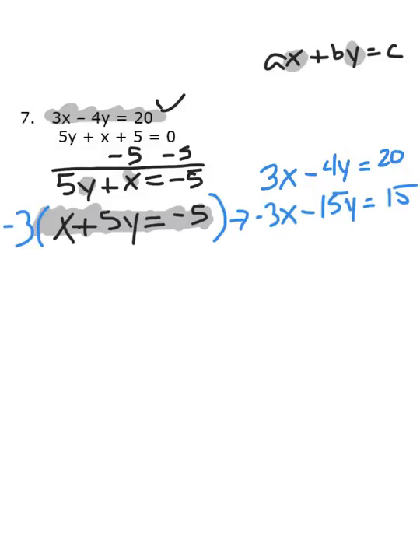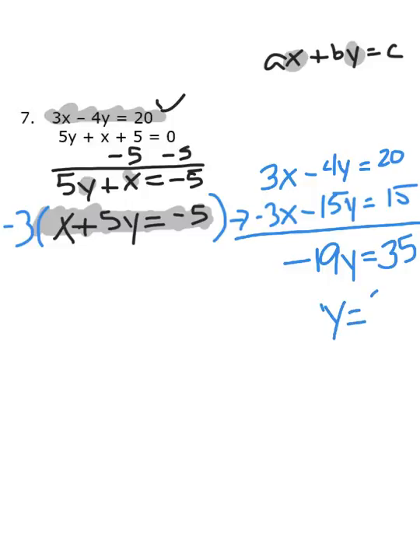So now we're going to go ahead and add everything going straight down. The 3x's cancel out. Negative 4y minus 15y is negative 19y. And then 20 plus 15 comes out to 35. From here, we have to divide both sides by negative 19. So this is going to leave us with y equals 35 over negative 19. Now I'm going to leave that as a fraction.